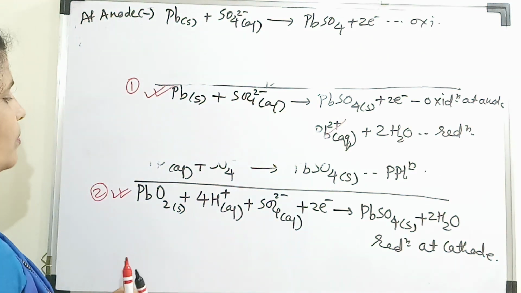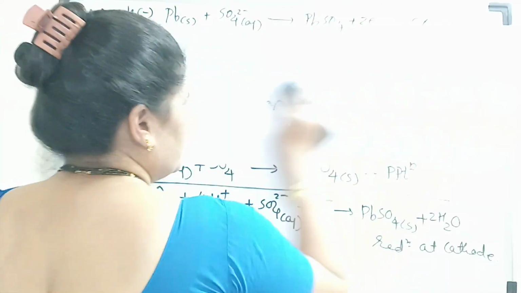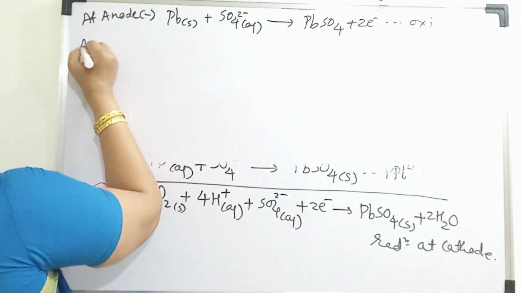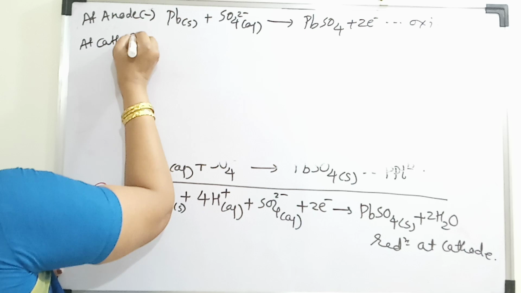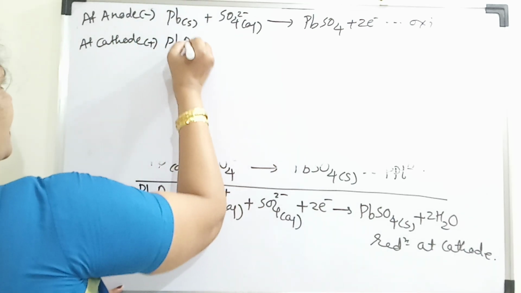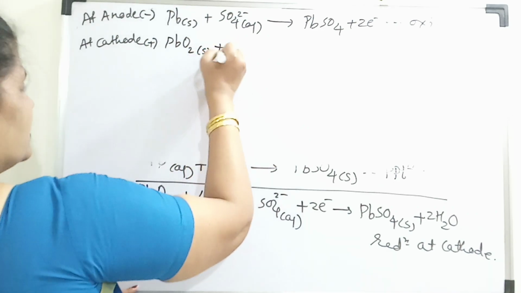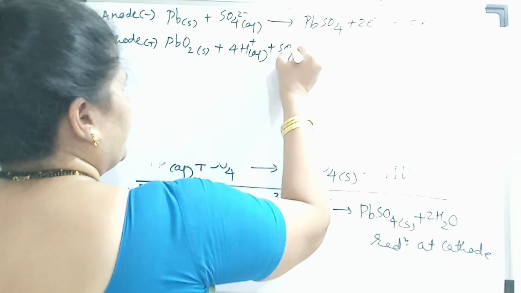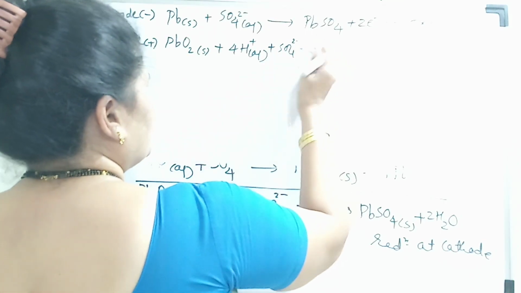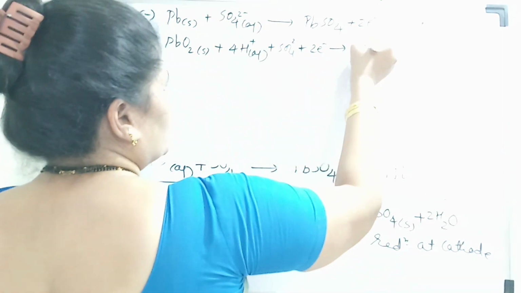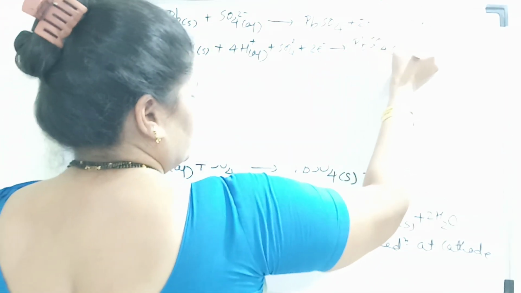And I will write now what happened at cathode. So let us write the cathodic reaction also. So at cathode, this is the positive terminal. Very, very important to mention the polarity. So PbO2 plus 4H+ plus SO4 2- plus 2 electrons gives PbSO4 plus 2H2O. This is reduction.